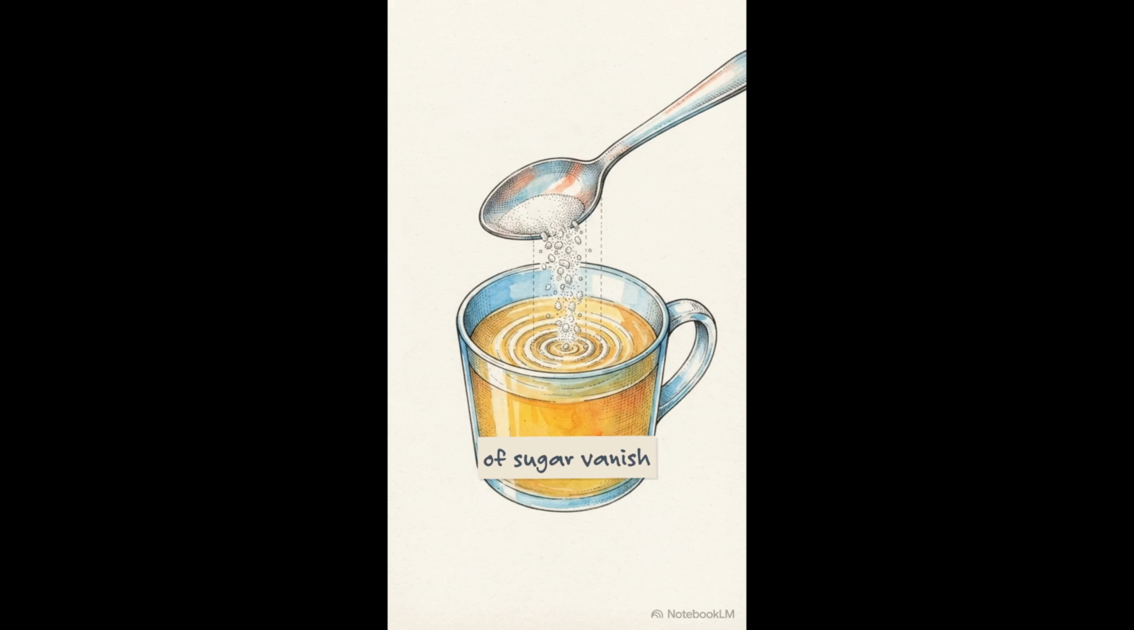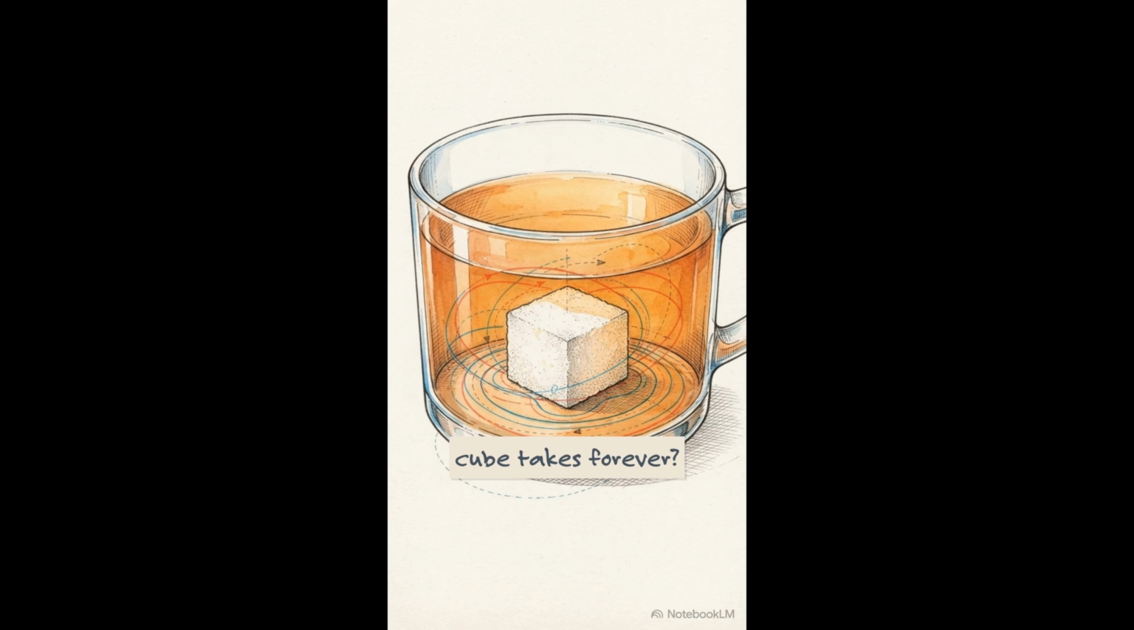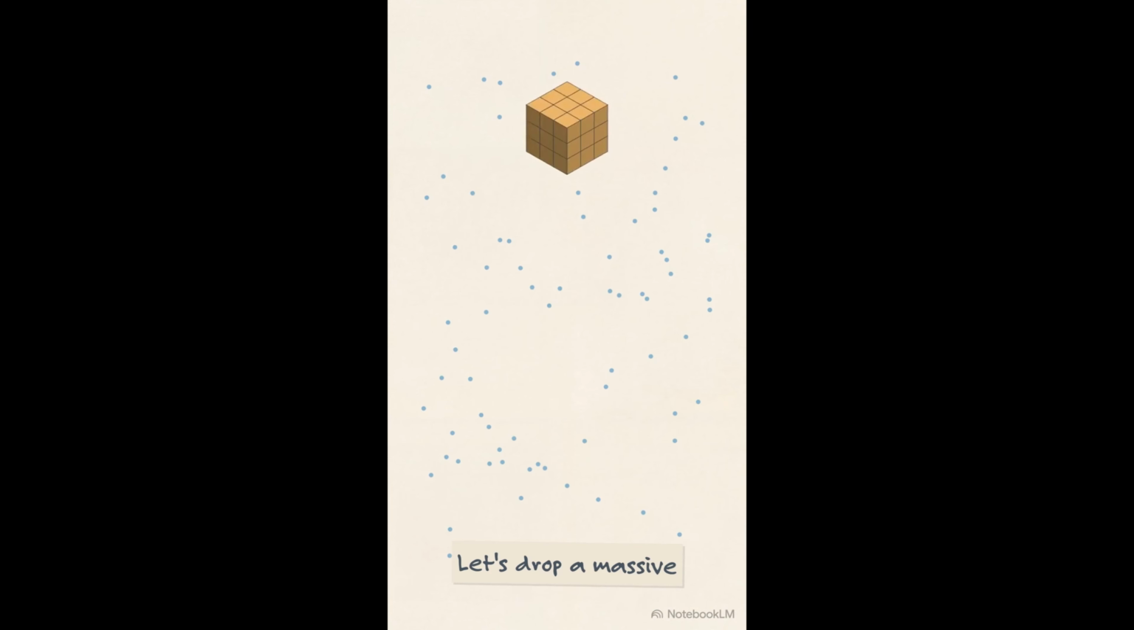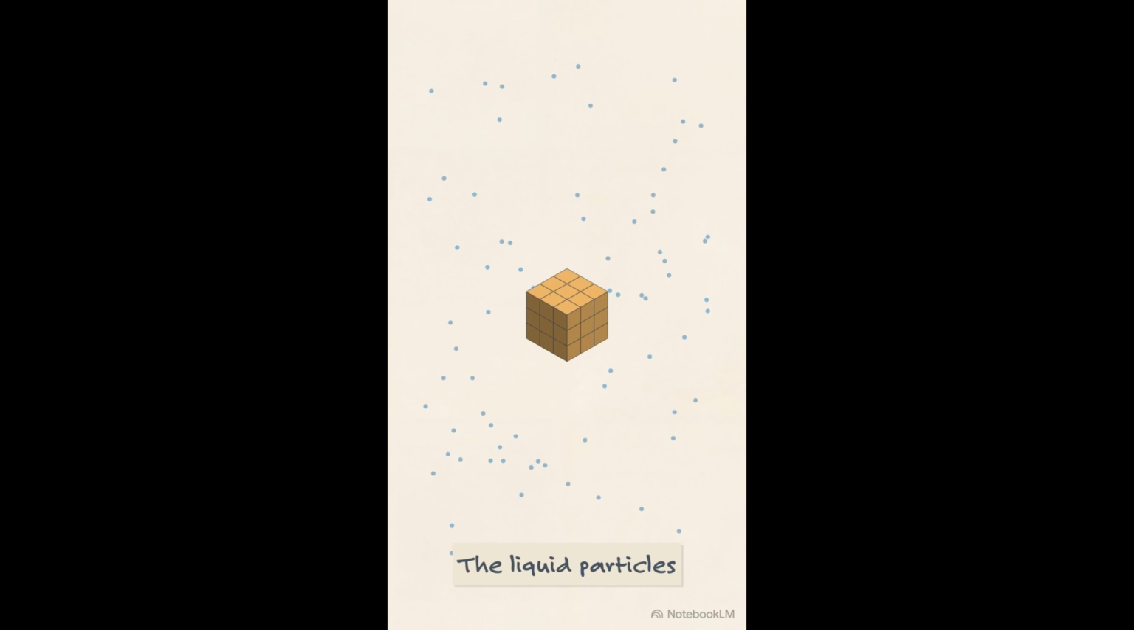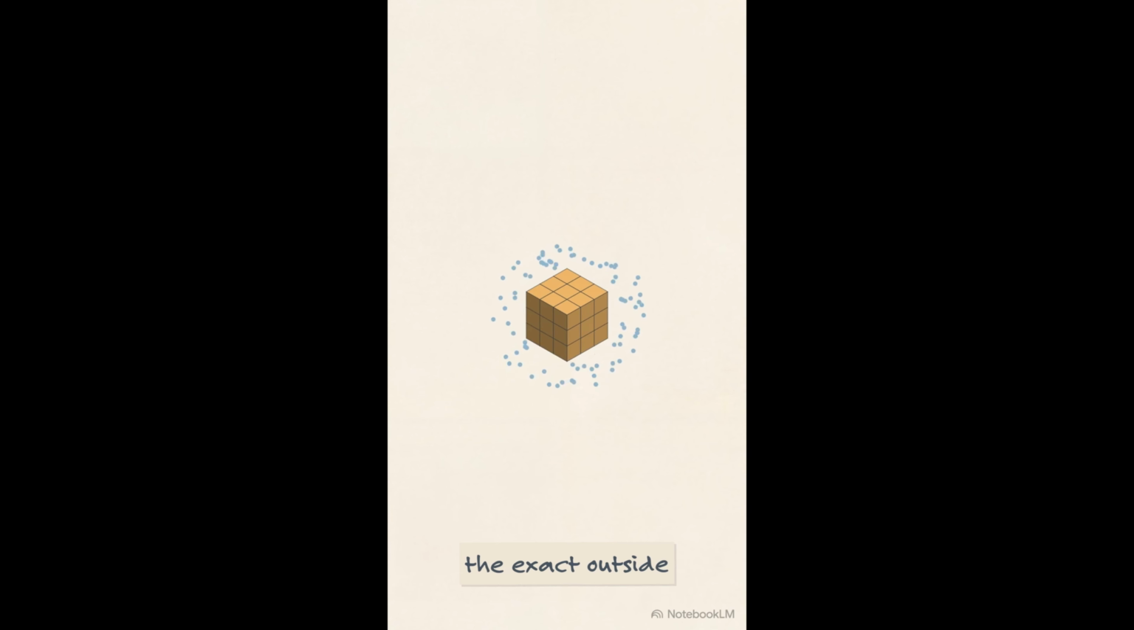Why does a spoonful of sugar vanish instantly into your tea, while a solid sugar cube takes forever? It all comes down to the dissolution rate. Let's drop a massive 3x3 sugar cube into a container of liquid. The liquid particles can only attack the exact outside faces of the block that they physically touch.